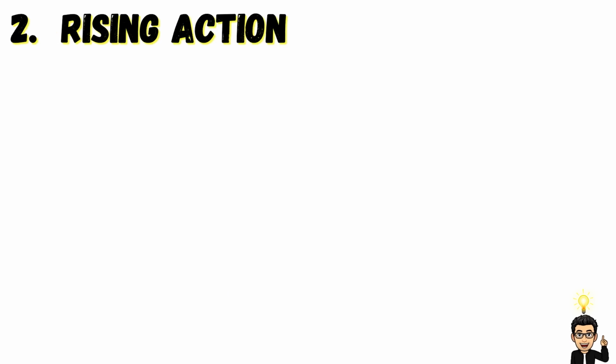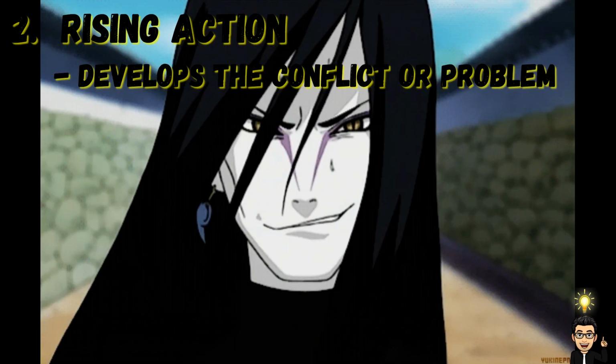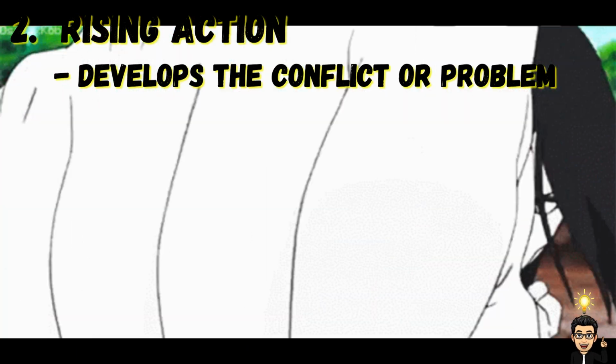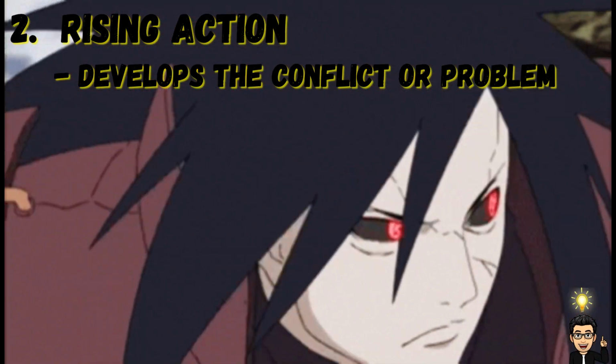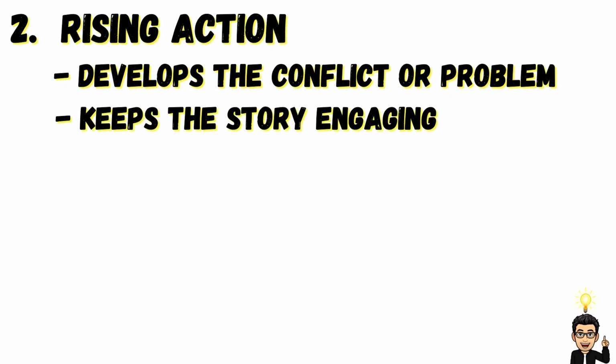Number 2, we have rising action. This part of the plot develops the conflict or problem. It includes a series of events that build up tension and lead to the climax. It introduces obstacles or complications that the characters must deal with. The rising action keeps the story engaging and increases the stakes for the characters.